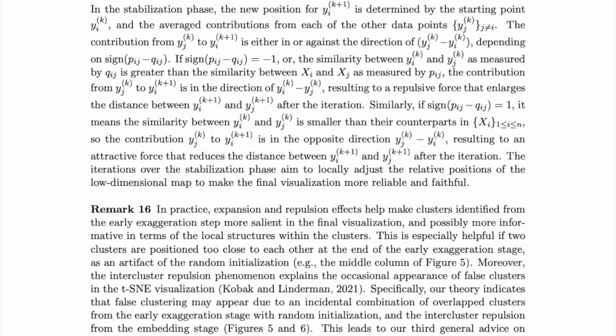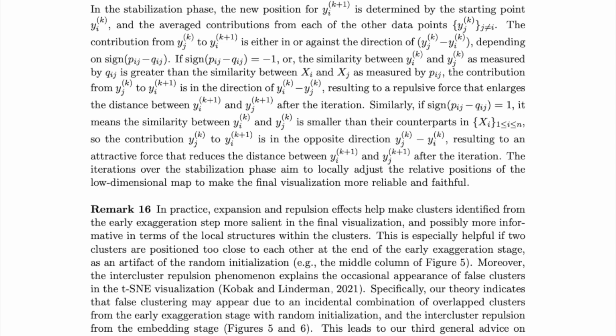If sign(p_ij − q_ij) equals -1, or the similarity between y_i^k and y_j^k as measured by q_ij is greater than the similarity between x_i and x_j as measured by p_ij, the contribution from y_j^k to y_i^{k+1} is in the direction of y_i^k minus y_j^k, resulting in a force that enlarges the distance between y_i^{k+1} and y_j^{k+1} after the iteration.